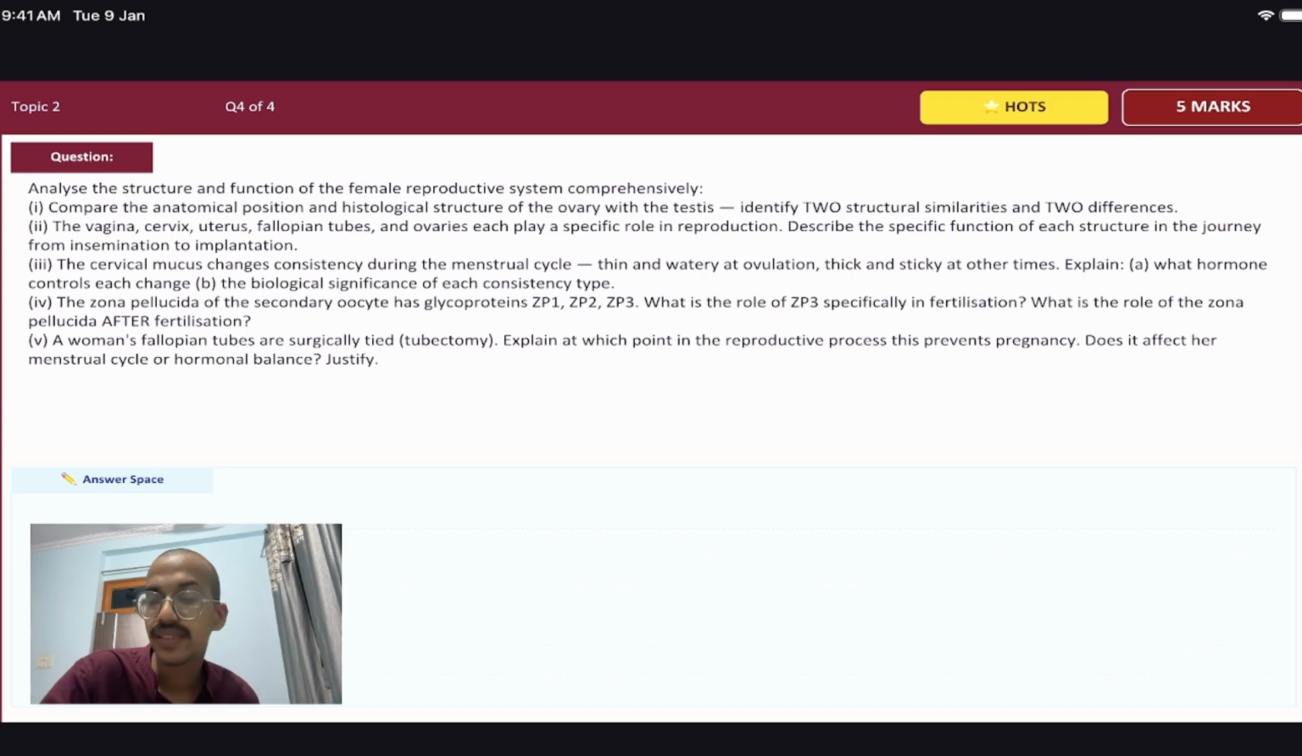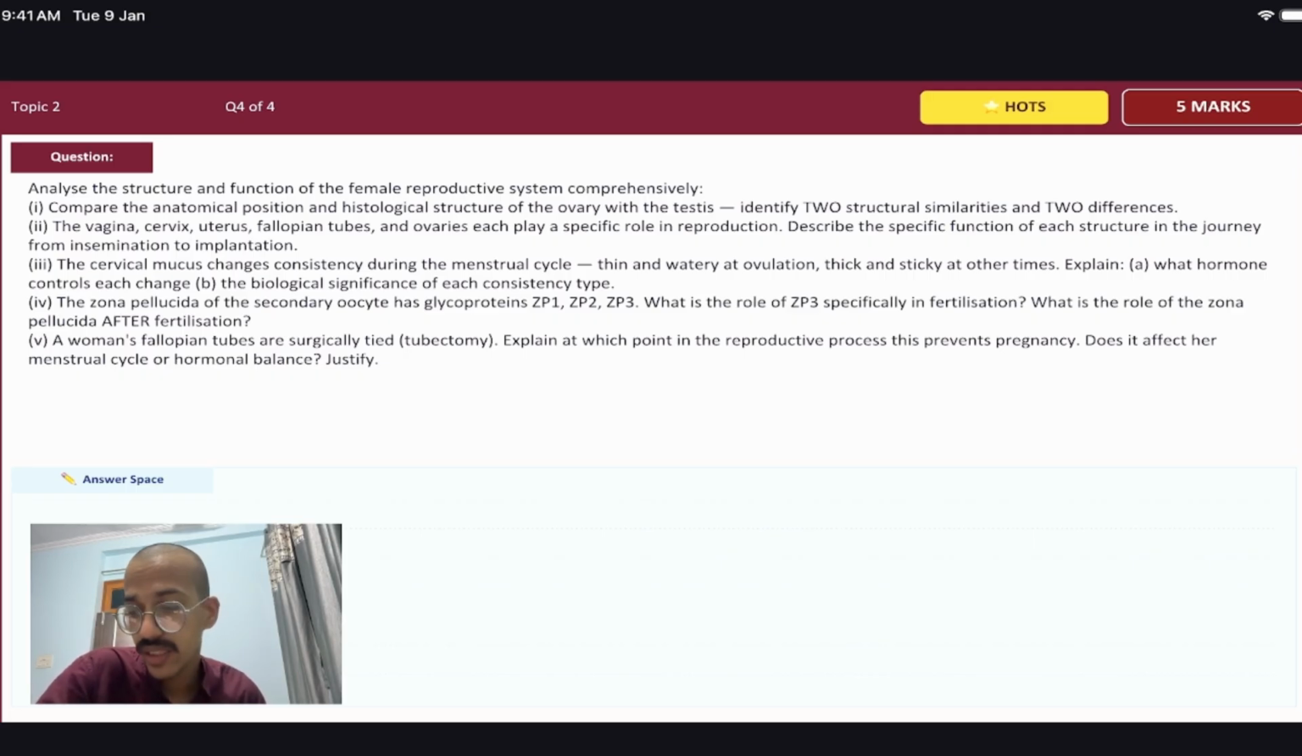Plus, what would be the next thing? That there will be differences. If we have to see that, then the number of cells that will be forming per cycle would be very different. With respect to anatomical position, the germinal layer that is being formed is similar.